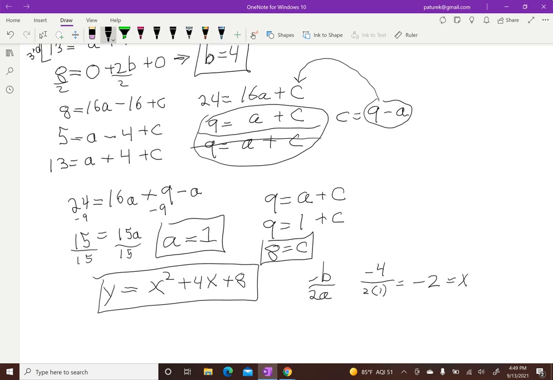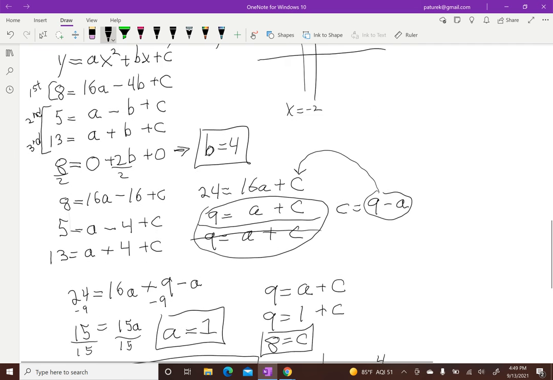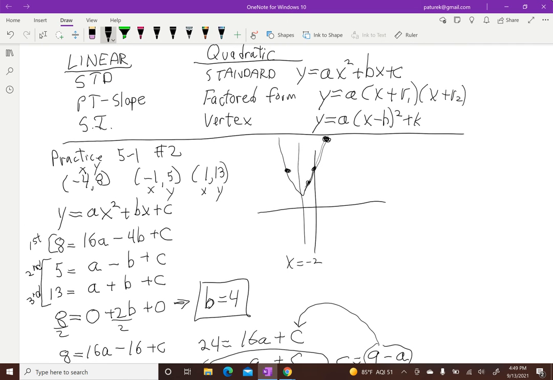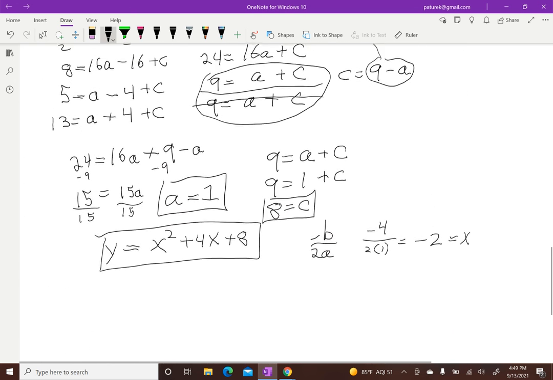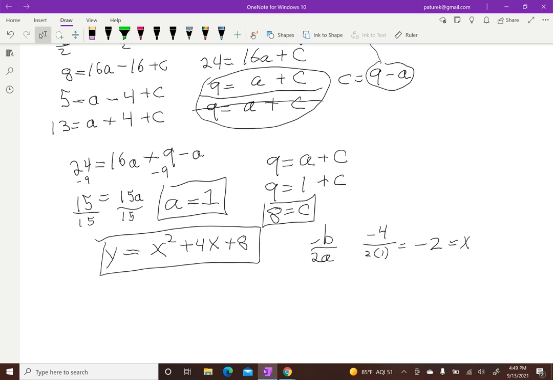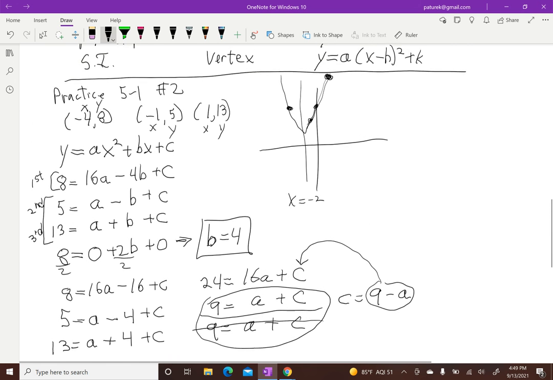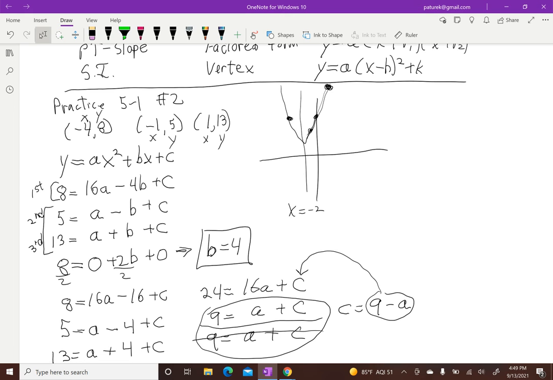1 squared is 1. 4 times 1 is 4. 1 plus 4 plus 8 is 13. And that is the coordinate of this last point, 1 comma 13. If you plug in negative 1 for x, you get negative 1 squared is 1. Minus 4 is negative 3. Negative 3 plus 8 is positive 5. Sure enough, that's the coordinates of the second point, negative 1 comma 5.